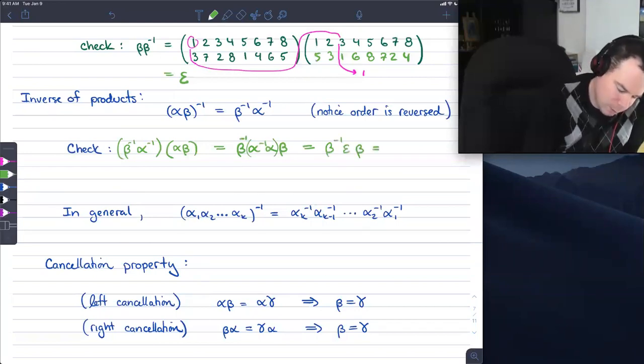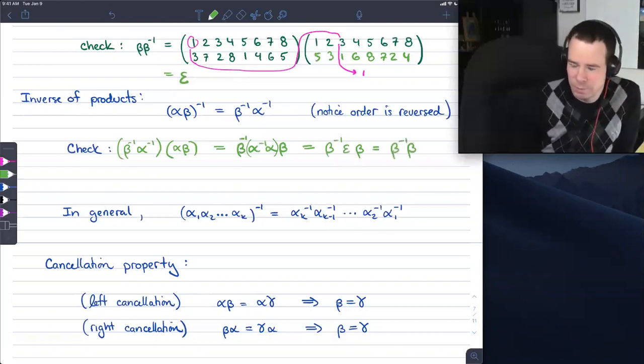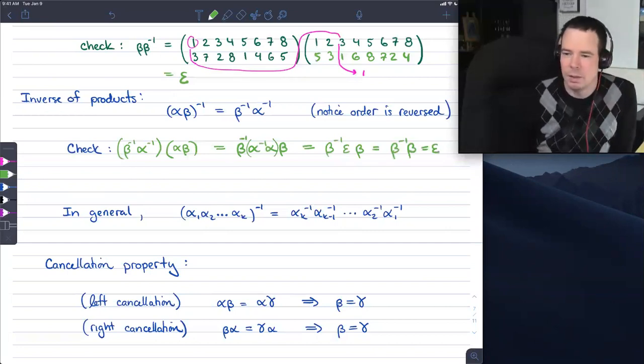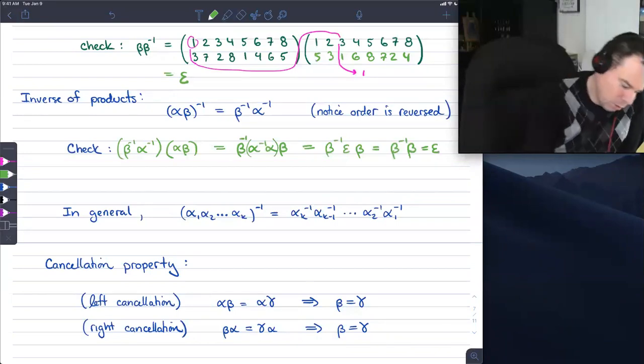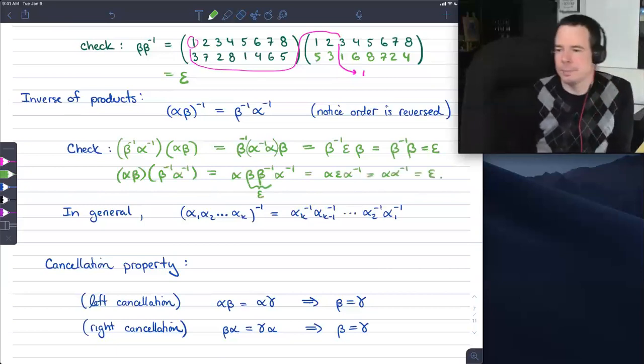But then the identity times any permutation is just the permutation itself. And then that's the product of two inverses, and that gives me the identity. So that means that it is the inverse. And you can do it in the opposite order as well. We could do alpha beta times beta inverse alpha inverse to see that we get the same result. This is the identity again. So that's alpha identity alpha inverse, or alpha alpha inverse, or the identity.